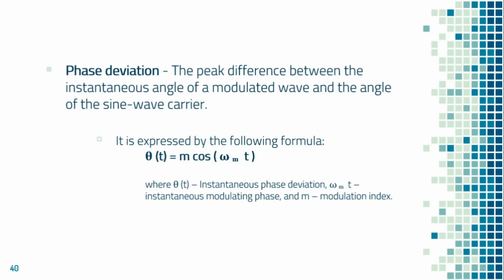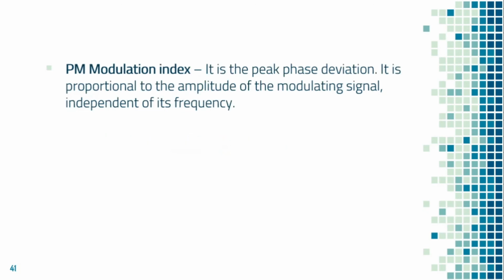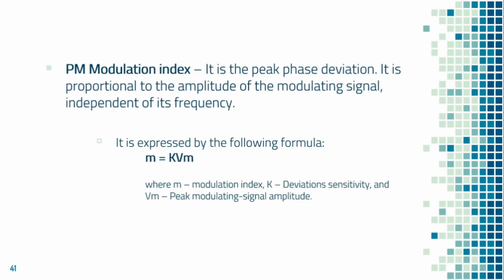theta of t is equals to m cosine the angular momentum of the modulating phase t. Thus, where delta t is equals to instantaneous phase deviation, and wmt is equals to instantaneous modulating phase, and the m is the modulation index. The PM modulation index, it is the peak phase deviation. It is proportional to the amplitude of the modulating signal independent of its frequency. It is expressed with the following formula, which is M is equals to KVM, where M is the modulation index, K is the deviation sensitivity, and VM is the peak modulating signal amplitude.